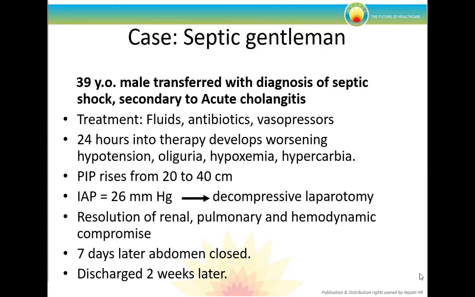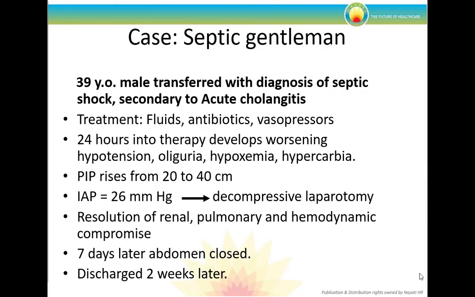Here we have a 39-year-old male who's transferred from an outside hospital. He is in septic shock. He has been diagnosed to have acute cholangitis. Secondary to cholangitis, he is in septic shock. He was treated with IV fluids, antibiotics, vasopressors, and 24 hours into the ICU, he develops worsening hypotension, oliguria, hypoxemia, and hypocarbia.